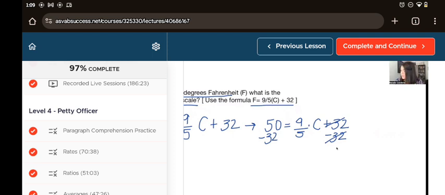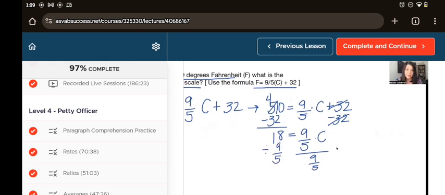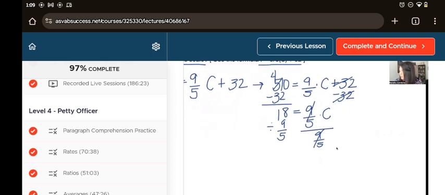Okay, and now we get to do the super fun part. We're going to get the C by itself. Right now, there's a 9 over 5 multiplied to it, so we're going to divide. How do we divide by a fraction? Well, we know how to divide by a fraction. This cancels out. I'm left with 18 divided by 9 over 5 equals C. So, real easy. 18 divided by 9 over 5. When we divide by a fraction, what we do is we flip what's behind the division and we multiply. So 18 times the reciprocal, 5 over 9.